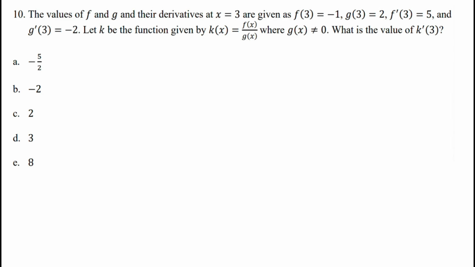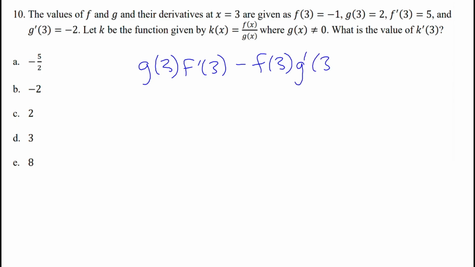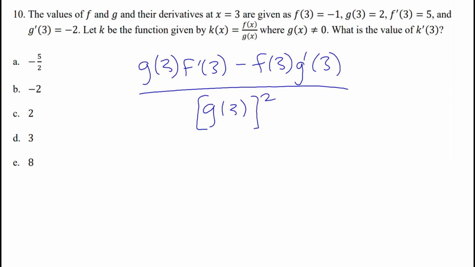If we want the derivative of k at 3, that should just be the quotient rule. Like I said, g of 3 times the derivative of the numerator, the derivative of f at 3. So that's v, the denominator, and du, the numerator. And then minus our numerator function, right? So f of 3, and then times the derivative of g at 3, all over the original denominator at 3 squared. And so we'll just plug in the values there.